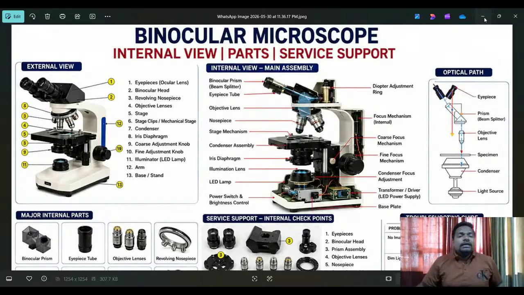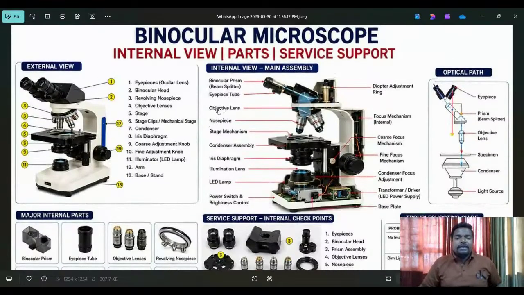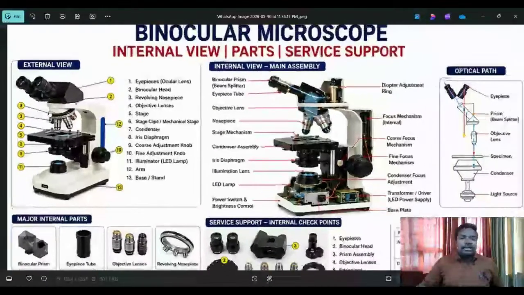Now see here, the internal view parts. I am going to show you something very important. I am going to end this session also. Almost 1.5 hours are completed. I started at 3 o'clock and it is now 4:21, so it is going to finish soon.